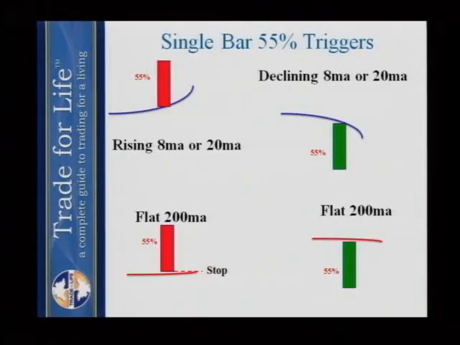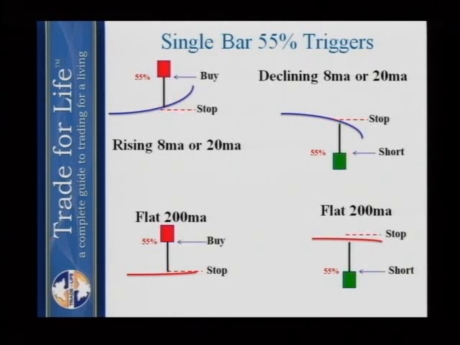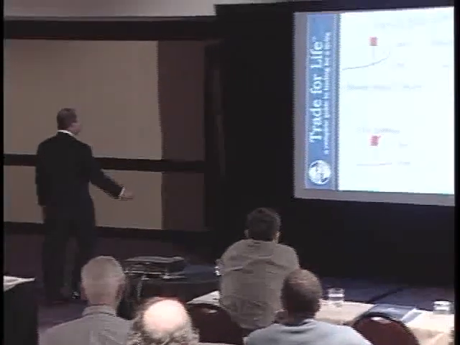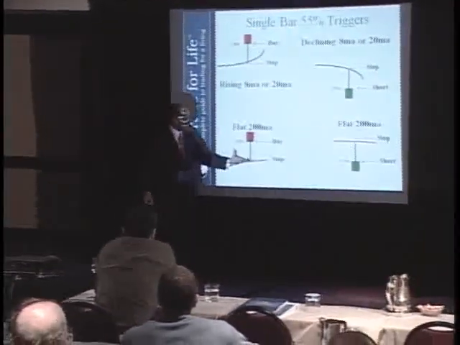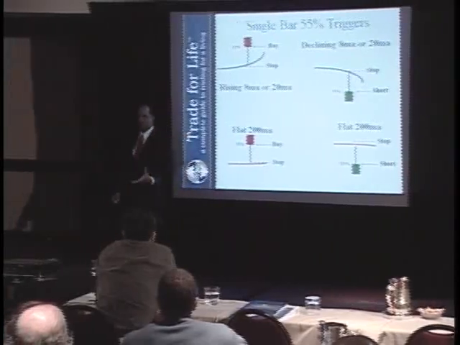Here is a red bar right at a rising 8 or 20. Whichever one doesn't matter to me. Okay? Here's a red bar forming at or near a flat 200. Here's now a 55% retracement of a red bar near one of my rising moving averages. Now I'm going long. My stop is under the low.